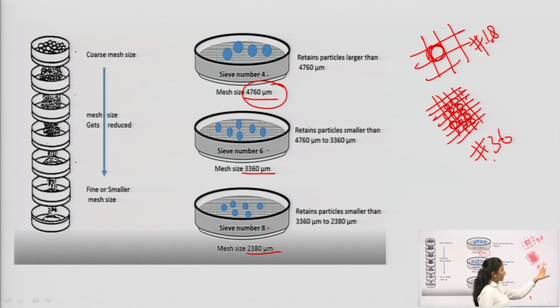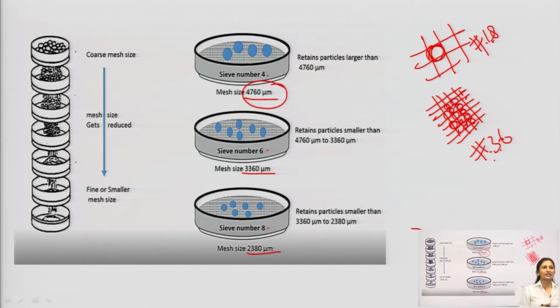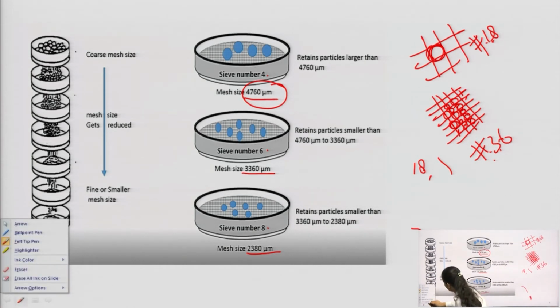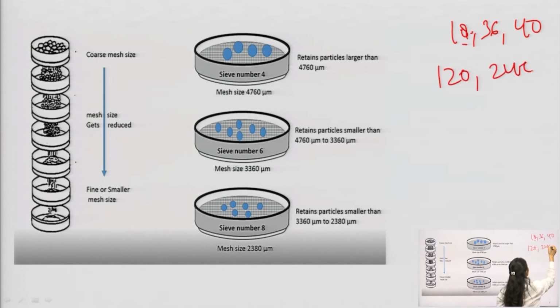So, if you compare the mesh aperture size and mesh sieve number, this sieve number is 36 and the mesh aperture size is small. Here the sieve number is 18, but the mesh aperture size is bigger. So, when you are going to arrange the sieves in a mechanical sieve shaker, how will you arrange? Suppose you have an 18 number sieve, 36 number sieve, 40 number sieve, 120 number sieve and 240 number sieve.